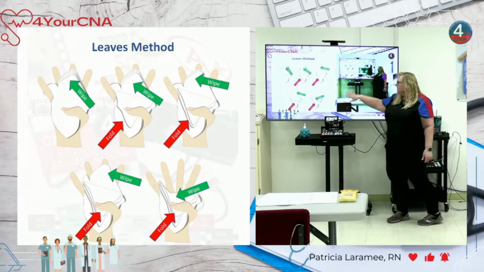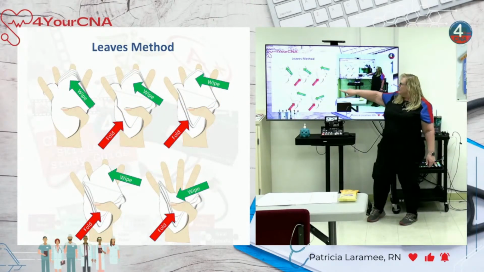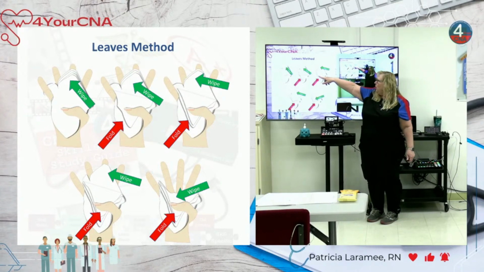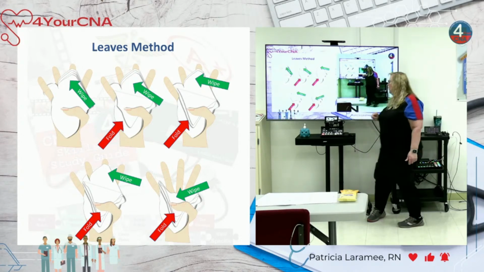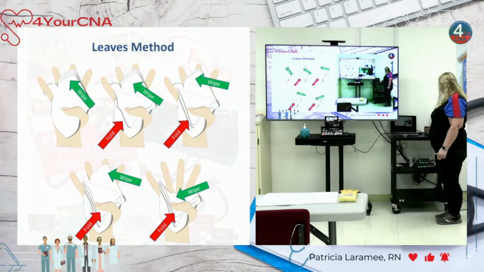All right, so this is a visual representation of that. So the first leaf, we wipe something and fold it over. The second leaf, we wipe something and fold it over. That gives us a third leaf to wipe and fold over. The fourth leaf, we can wipe something and fold that over, and we can even use the back side of the washcloth.